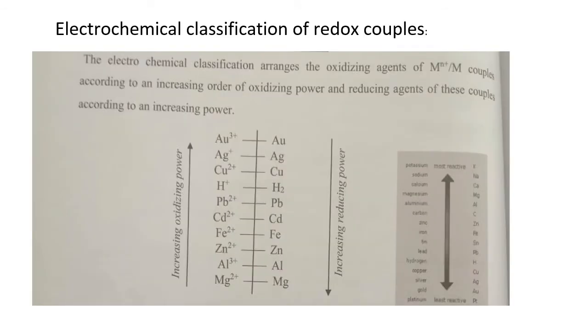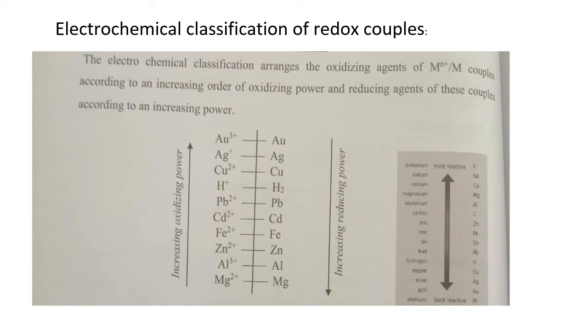The electrochemical classification of redox couples. This classification arranges the oxidizing agents and the reducing agents of the couples according to increasing oxidizing power and increasing reducing power. I mean by that, you have this axis. This axis shows us redox couples: Au3+/Au, Ag+/Ag, Cu2+/Cu, etc.